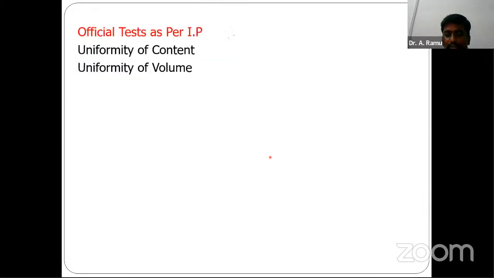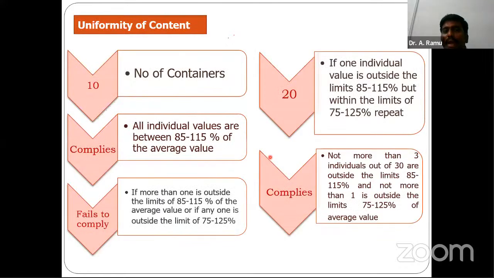Next, coming to the official tests we have to perform as per IP. IP specifies that for biphasic liquid dosage forms like suspension, I have to perform 2 tests. They are uniformity of content and uniformity of volume. The main purpose of performing the uniformity of content test is to know whether the active ingredient present in the formulation is uniform in all containers or not. That means whether the drug present in all containers is uniform or not, we have to perform the uniformity of content test.